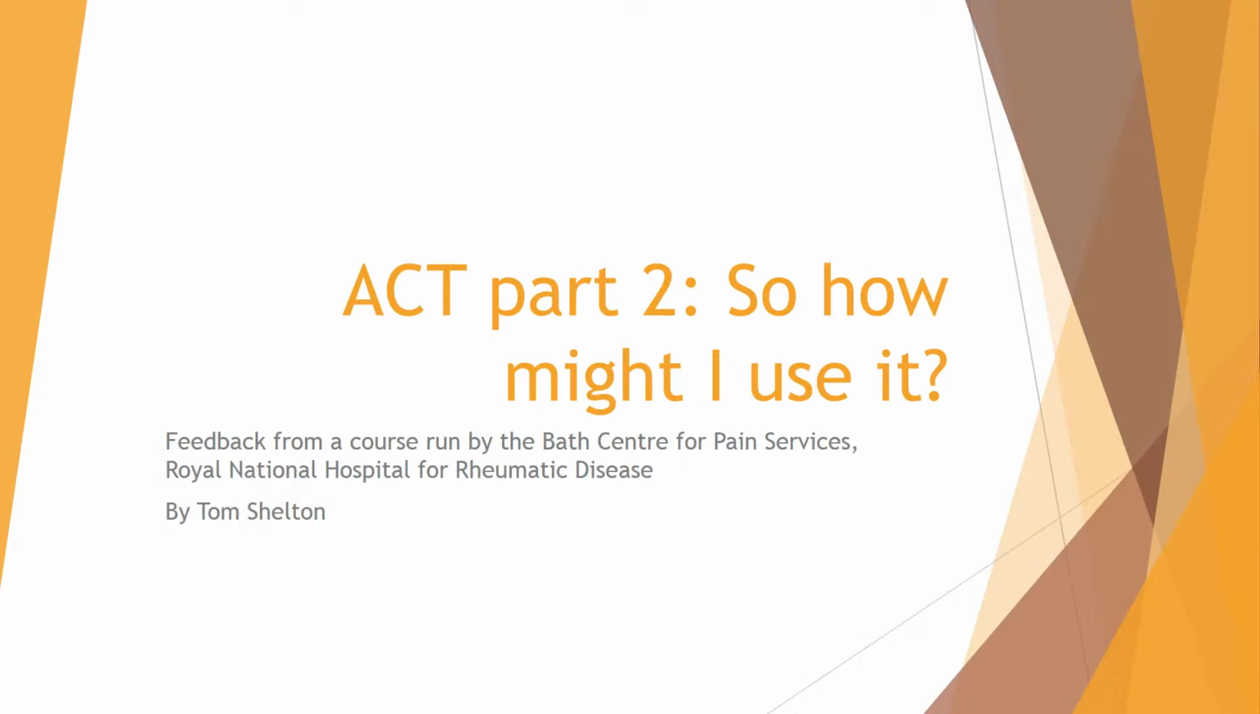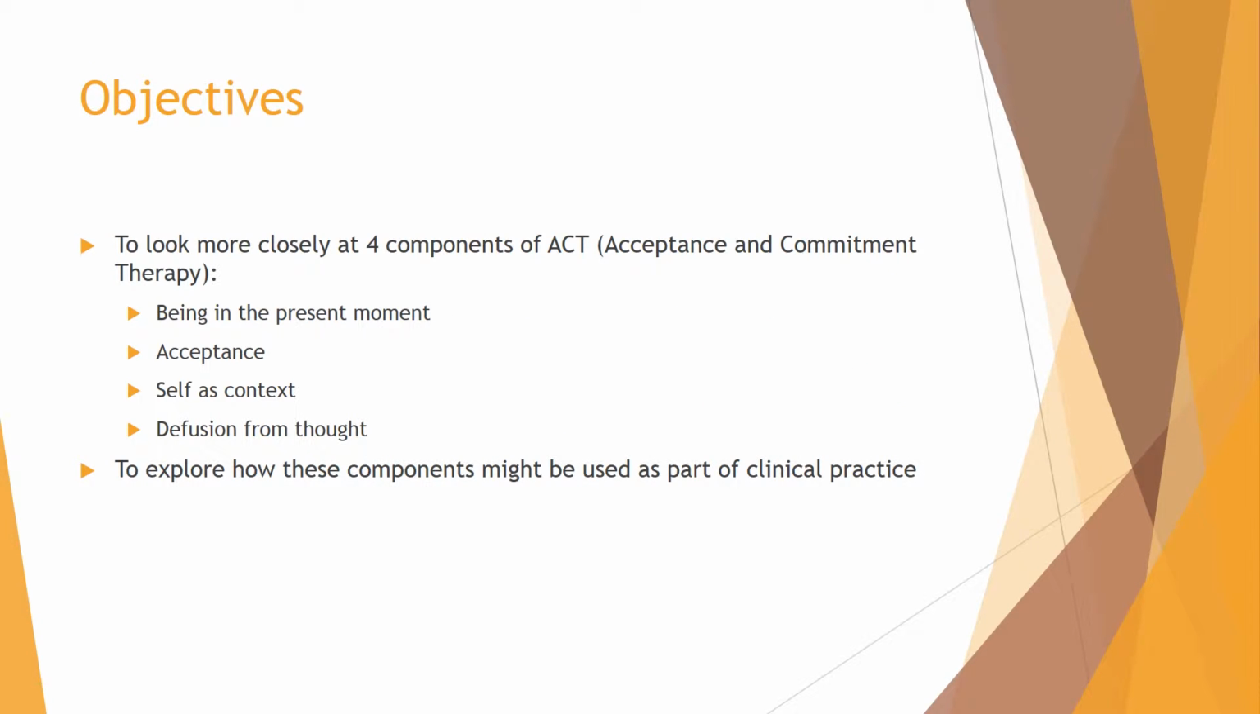So we've gone from the theoretical development and creation of ACT to now look at how it might be practically used within clinical practice. As part of that, we're going to look at parts of the Hexaflex, the 6-part model that makes up what ACT is. Today we're going to look at 4 components of ACT, which is acceptance and commitment therapy. The ones we're going to look at are being in the present moment, acceptance, self as context, and diffusion from thought.